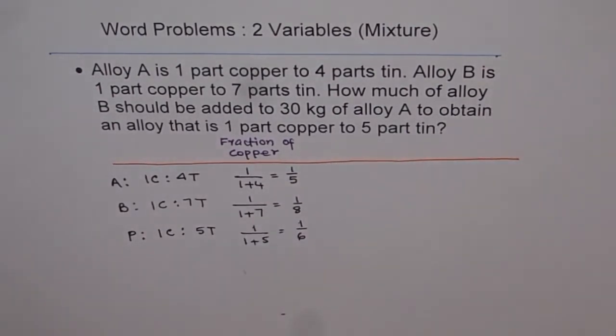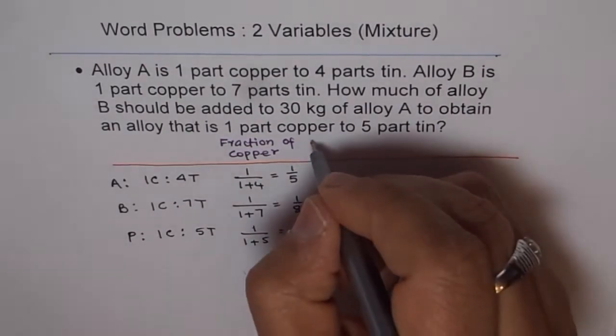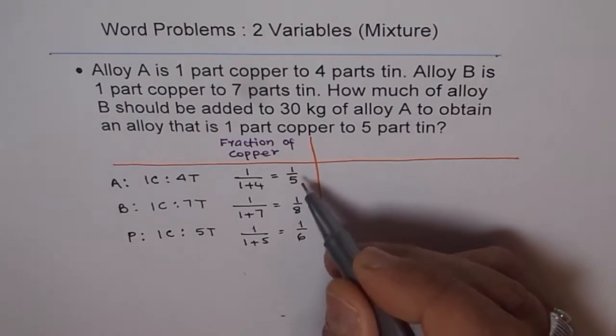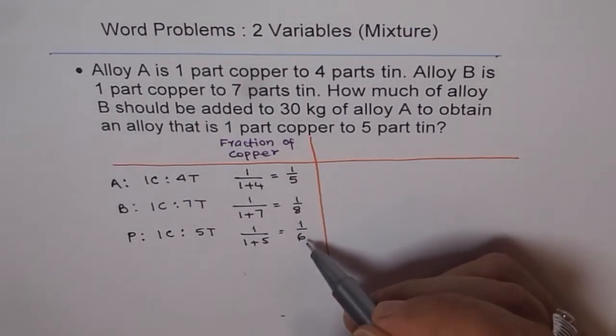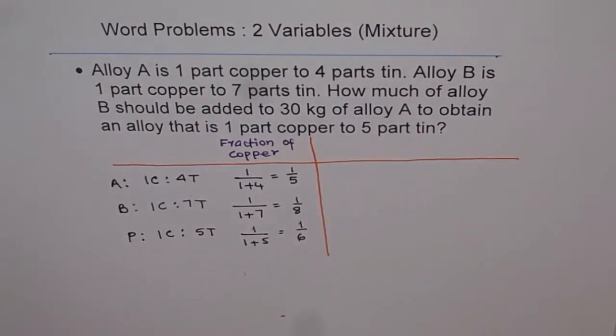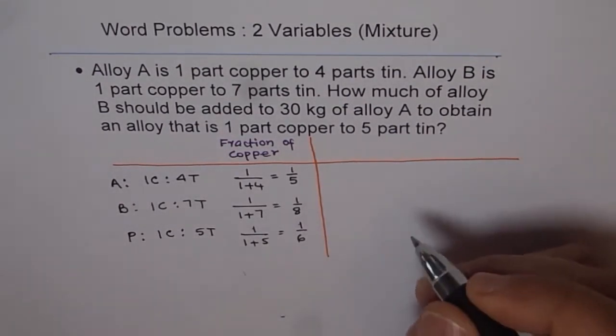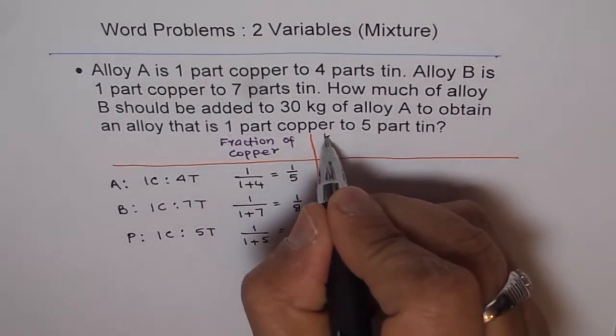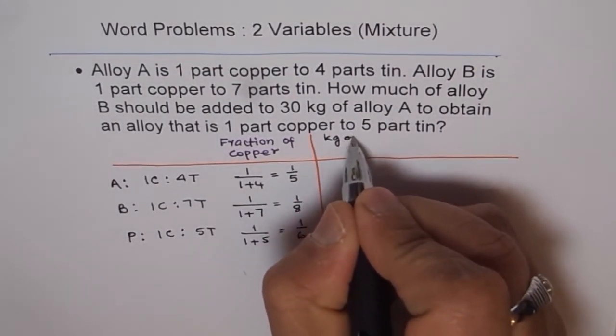So from here, we say that if the product is, let's say, 10 kg, then copper will be 1/5, 1/8, 1/6. Do you understand? In that ratio. So let's now figure out what is the kg amount of alloy, right? Let's say kilograms of alloy.